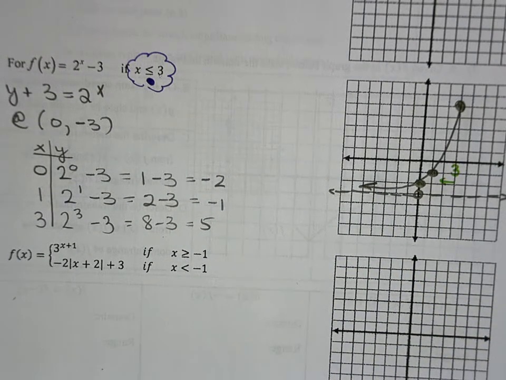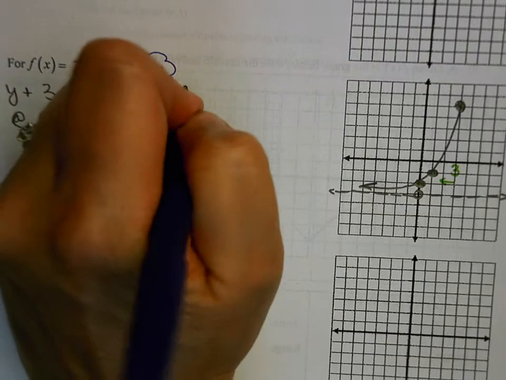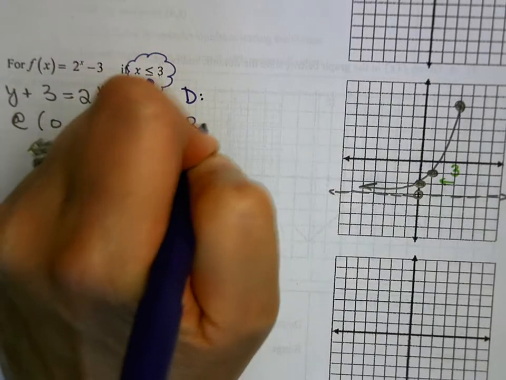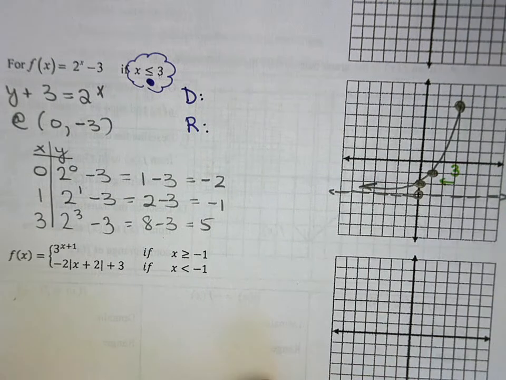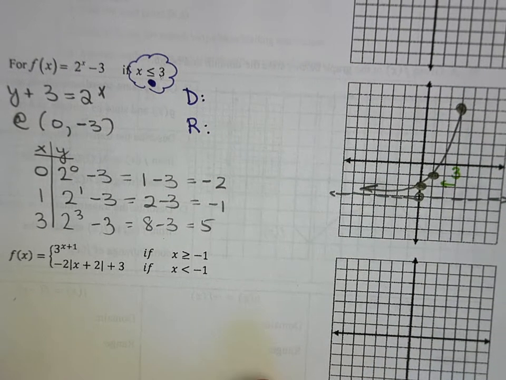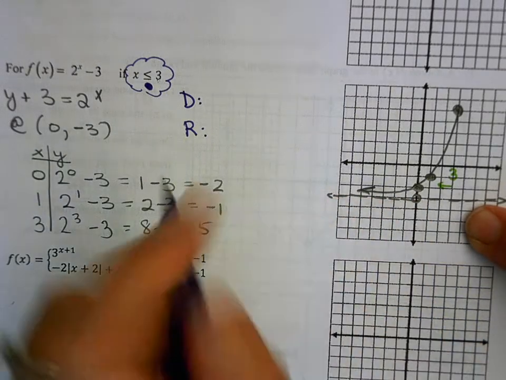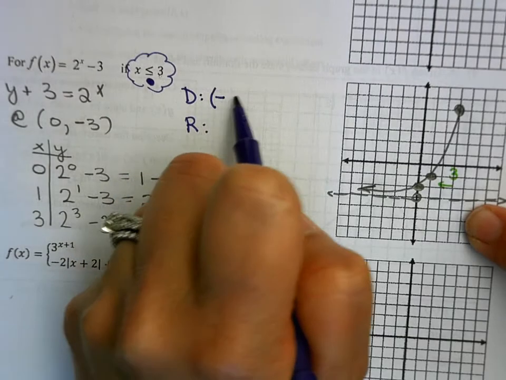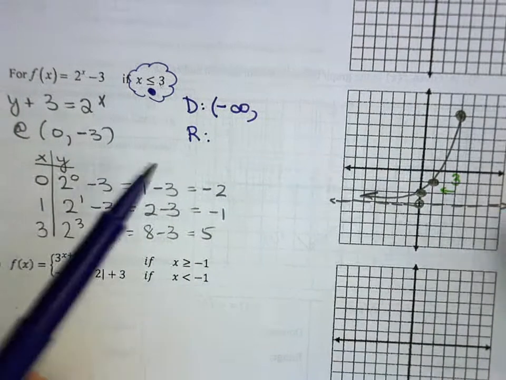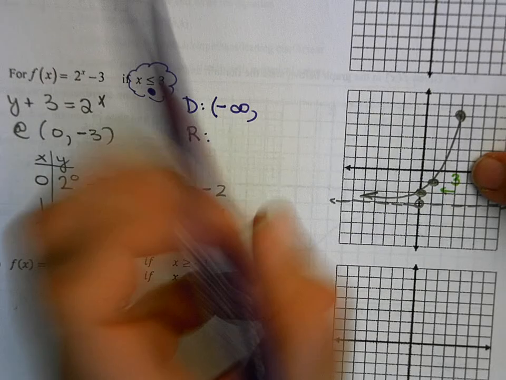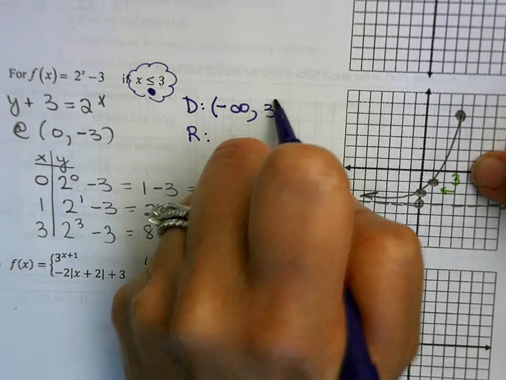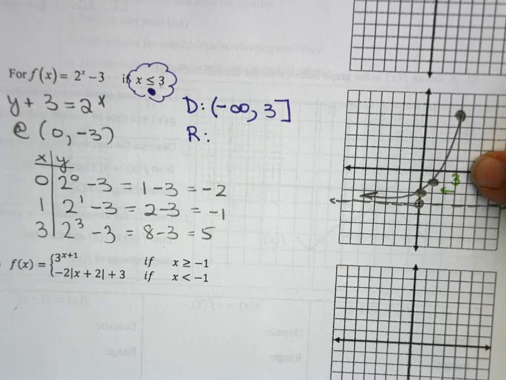Then I also want to do my domain and range. For the domain, I'm just going to do that up here, and I want to do that in interval notation. Domain is how far left, how far right. This graph goes forever to the left, so that would be -infinity. And then it stops at x equals 3, so I would have a bracket there.